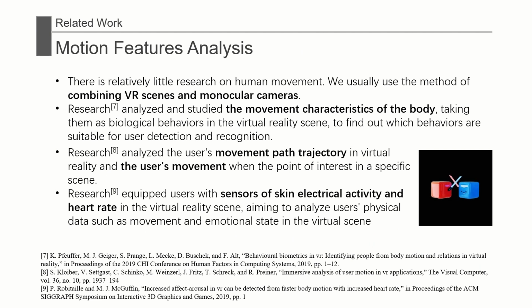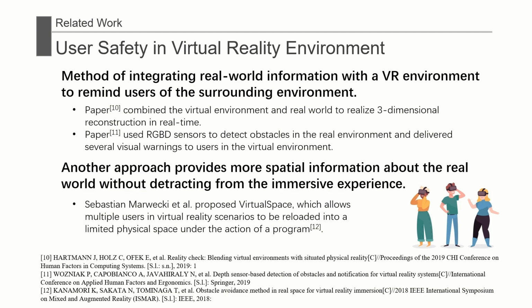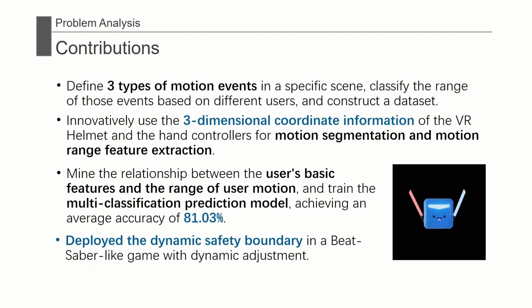In order to improve the safety boundary, we consulted a large amount of relevant literature. The related research could be divided into the following two groups: motion feature analysis in virtual reality and user safety in virtual reality environments. Based on the excellent viewpoints in these papers, we propose our methods. Our work mainly involves 4 contributions. We will introduce them in the following sections.